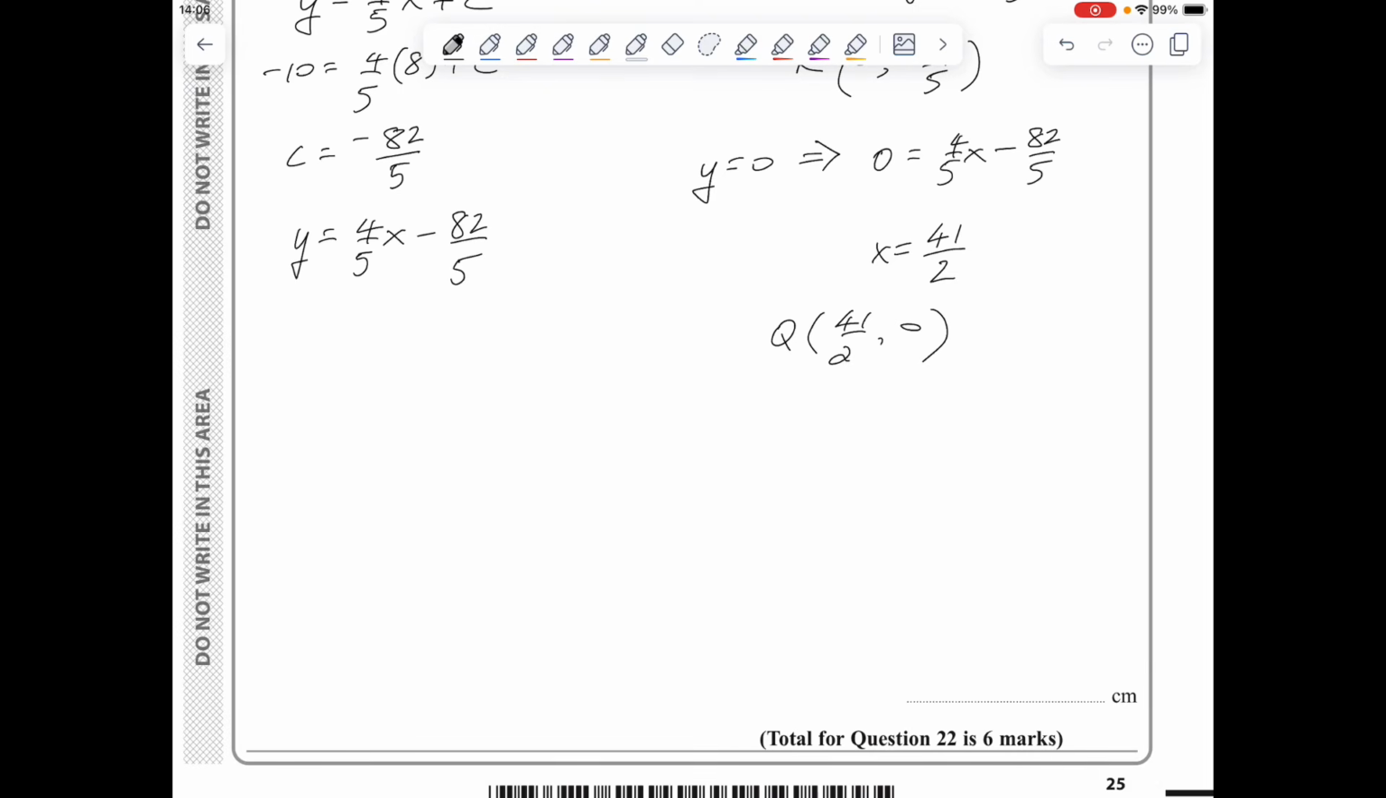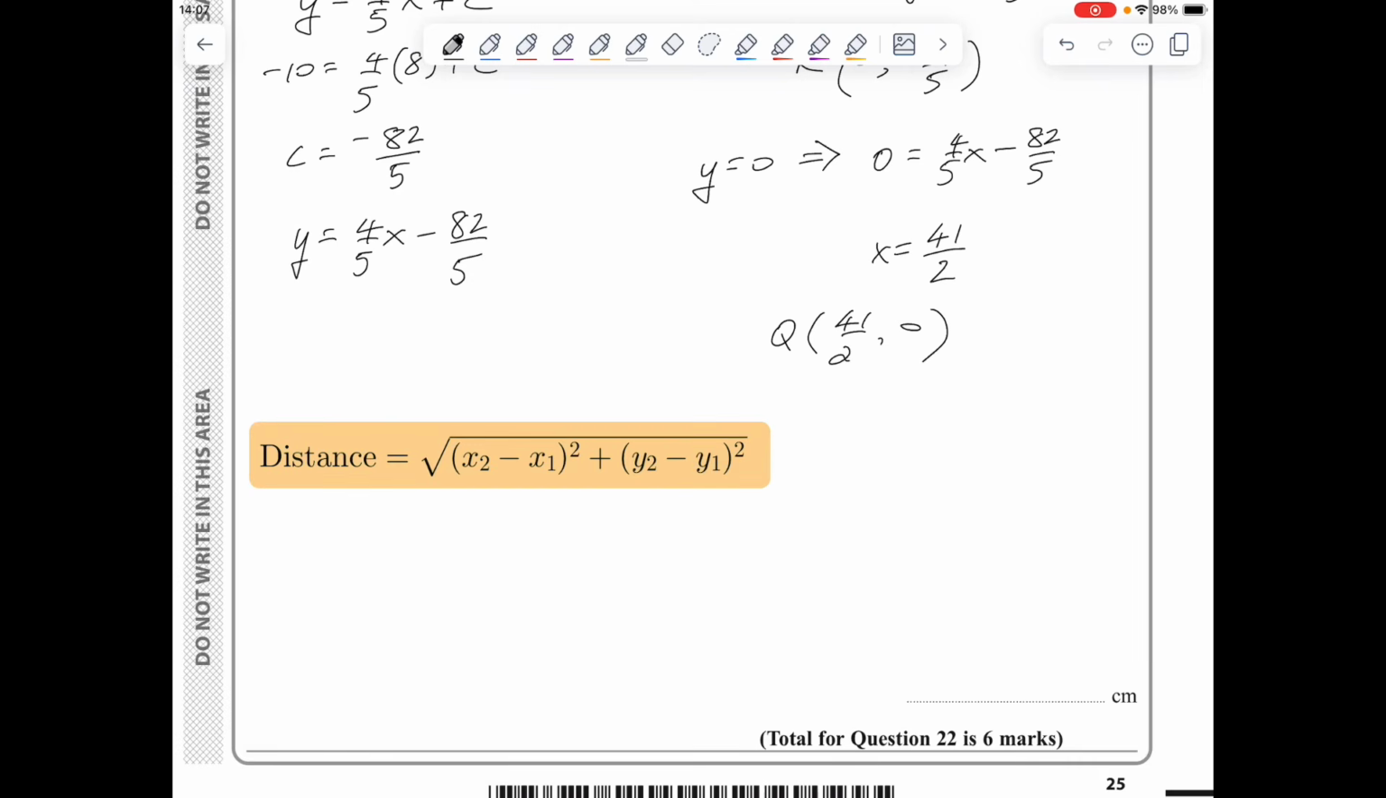The only thing left now is to use the distance formula to find the length of PQ. Substituting the coordinates of Q and R into this equation will give me the square root of 41 over 2 minus 0, squared, plus 0 minus minus, so plus, 82 over 5, squared. Put this on the calculator and you'll get 26.3 centimeters, correct to 3 significant figures.